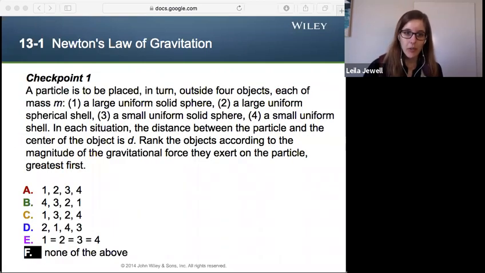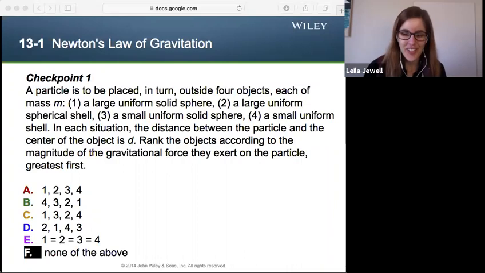Let's test this out with a checkpoint. A particle is to be placed in turn outside 4 objects, each of mass m. 1, a large uniform solid sphere. 2, a large uniform spherical shell. 3, a small uniform solid sphere. 4, a small uniform shell. In each situation, the distance between the particle and the center of the object is d. Rank the objects according to the magnitude of the gravitational force they exert on the particle, greatest first. Right? I want you to think about this, settle on an answer, so please go ahead and press pause now.